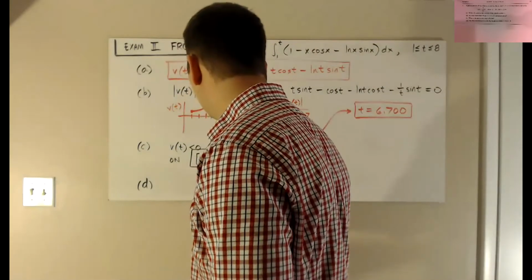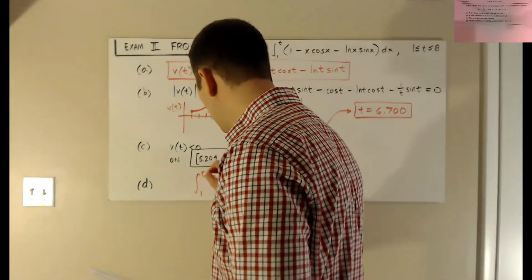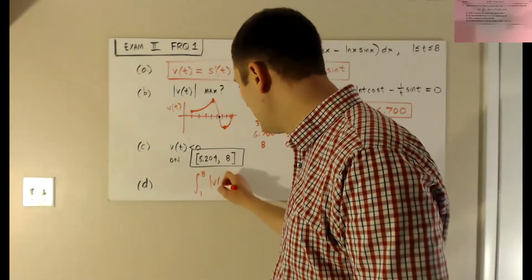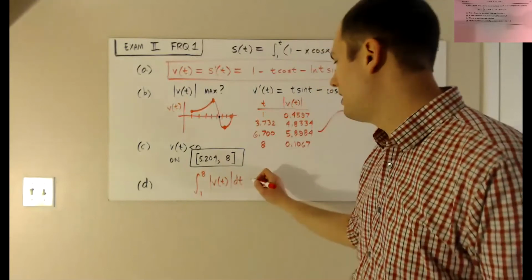The integral from 1 to 8 of the absolute value of V of t dt. I have this in Y1 already.